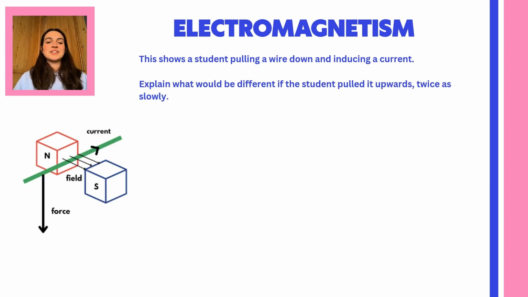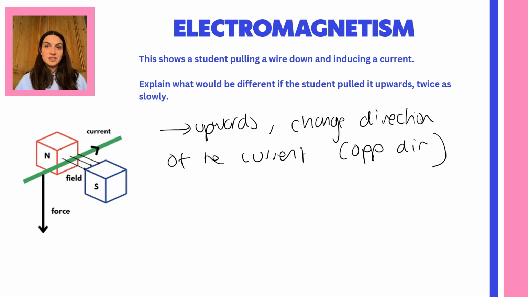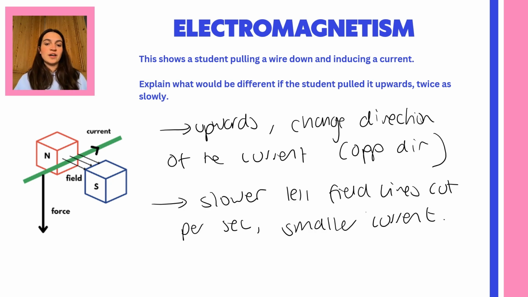Okay, next one, this shows a student pulling a wire down through those magnetic poles and inducing a current. Explain what would be different if the student pulled it upwards twice as slowly. Okay, so if they're pulling it upwards instead of pulling it downwards, then they have changed the direction, so that will change the direction of the current as well. And what's slowly got to do with anything? Well, if they pull it slowly, they are cutting those field lines slower, so fewer field lines cut per second, and that will also give you a smaller current here.